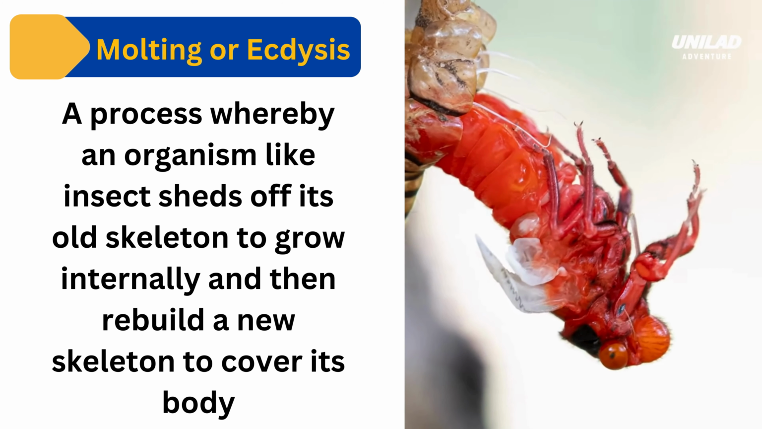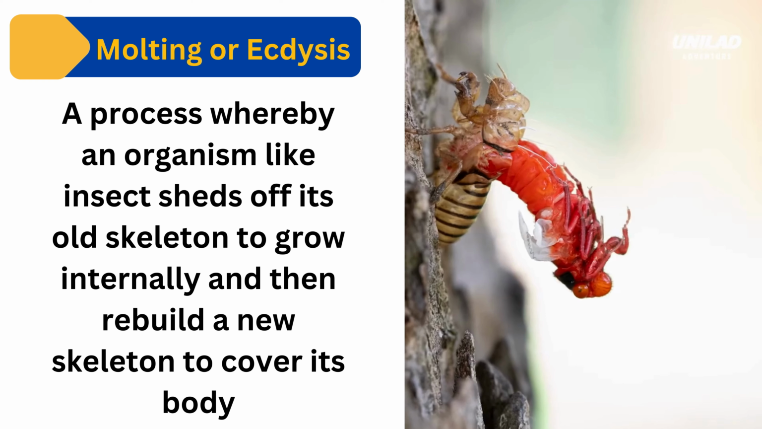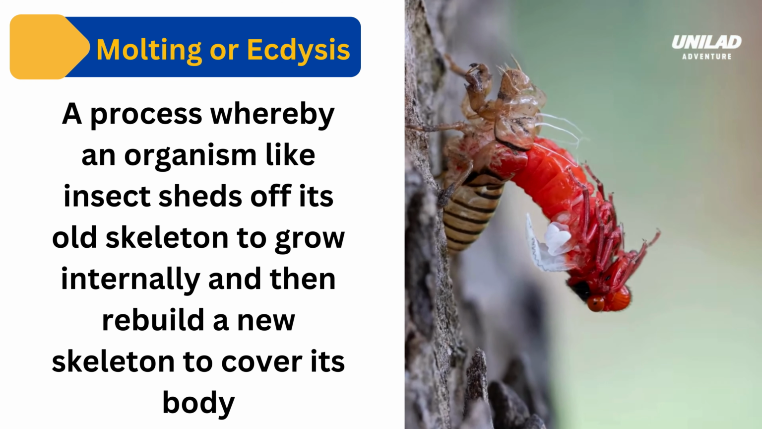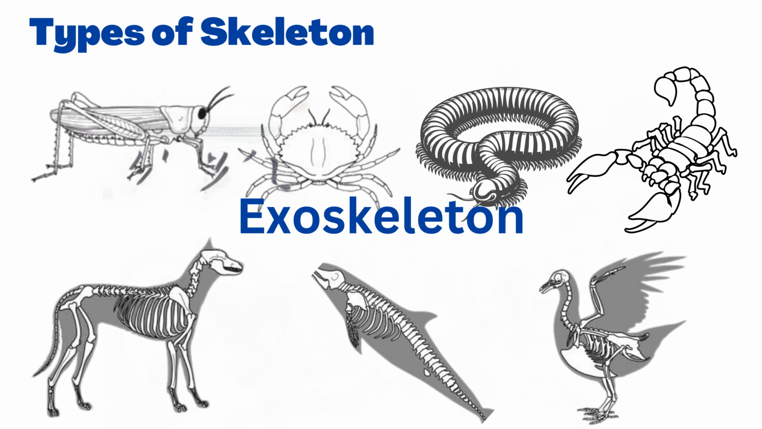The second type of skeleton is the endoskeleton. Endoskeleton is the type of skeleton which is found inside the body of animals. Endoskeleton exists in bony or cartilaginous fishes, toads, lizards, birds, and mammals. The endoskeleton in vertebrates is made up of cartilage and bones, and in mammals it includes the skull, vertebral column or the backbone, the ribs, and the bones of the forelimbs and the hind limbs.